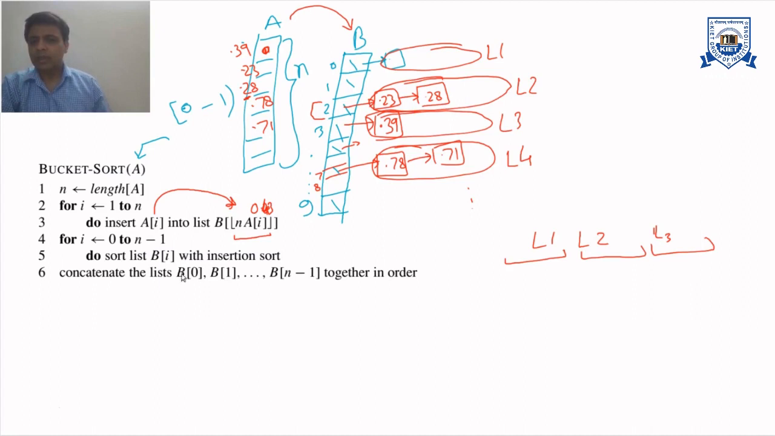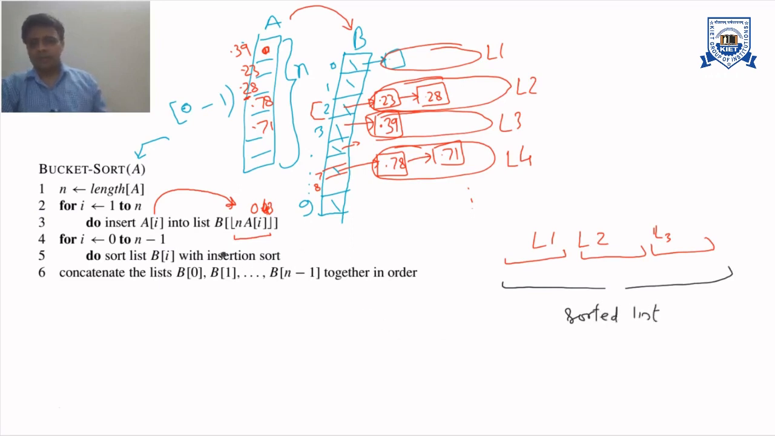Why insertion sort only? We will take a look at this particular aspect. Why is it specified as insertion sort? Why not bucket sort, or why not any other sorting here? So once we perform sorting on all the buckets individually, we simply concatenate all the lists. All the elements of B0 concatenated with all the elements of B1 concatenated with all the elements of B2, and so on up to the last bucket. And once we perform this, we get our sorted list.